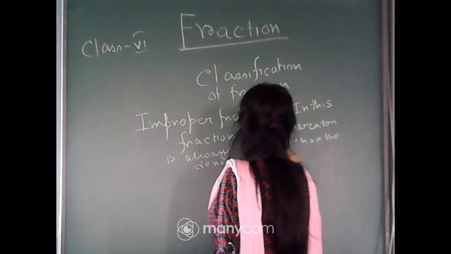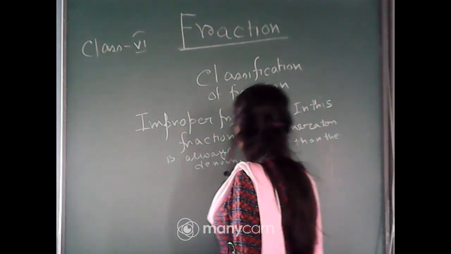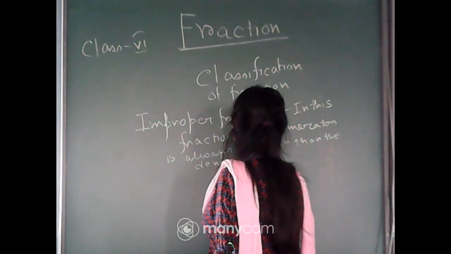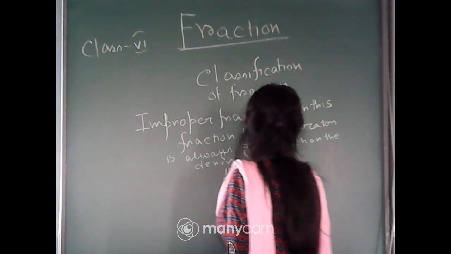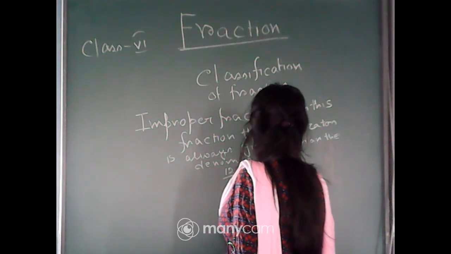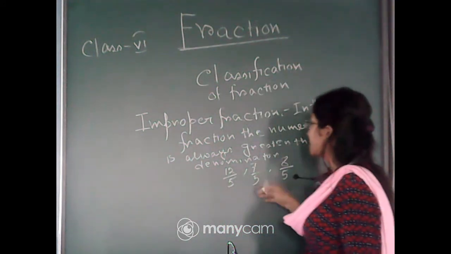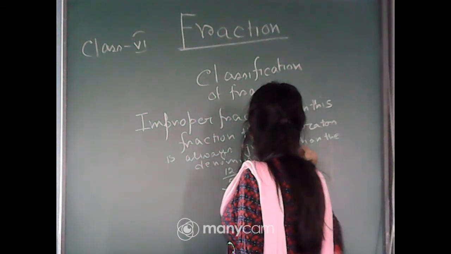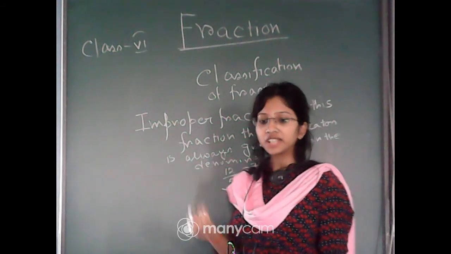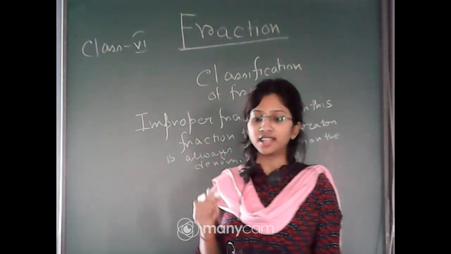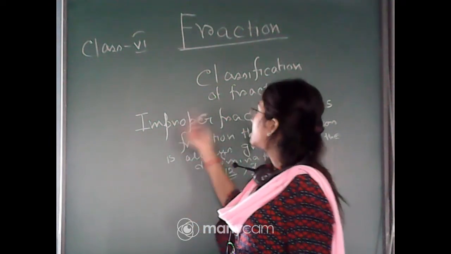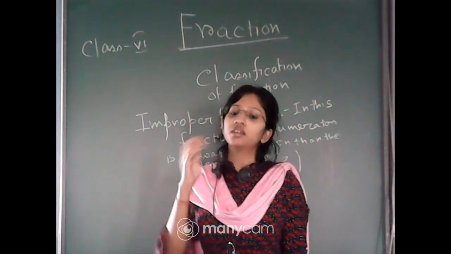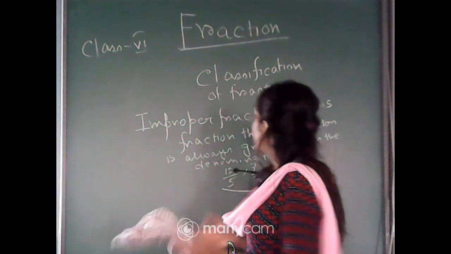Examples of improper fractions are 12/5, 7/5, 8/5, because in each case the numerator is greater than the denominator. So these are improper fractions. In a proper fraction, the numerator is less than the denominator, but in an improper fraction, the numerator is always greater than the denominator.